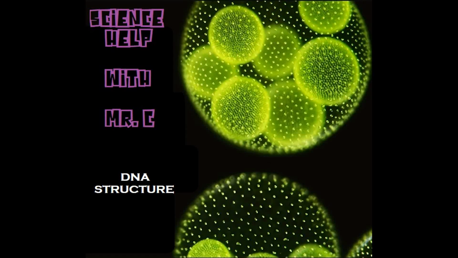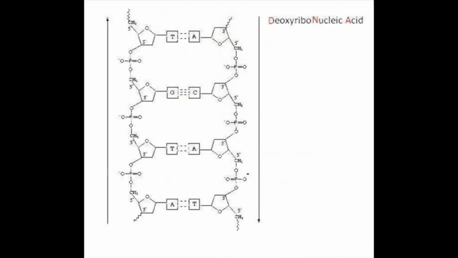The structure of DNA. The structure of DNA was first discovered in 1953 by Watson, Crick and Wilkins with the help of Rosalind Franklin. In 1962 they were awarded the Nobel Prize for their work. DNA stands for deoxyribonucleic acid. It is composed of repeating units called nucleotides.